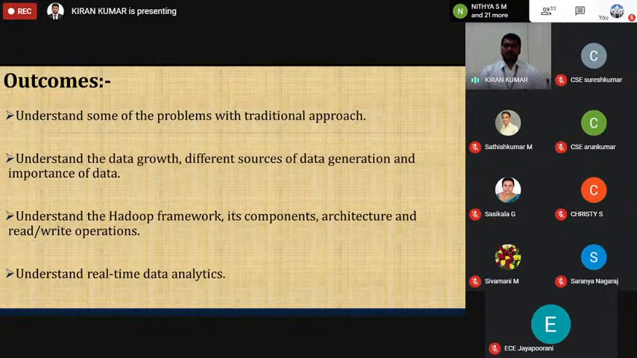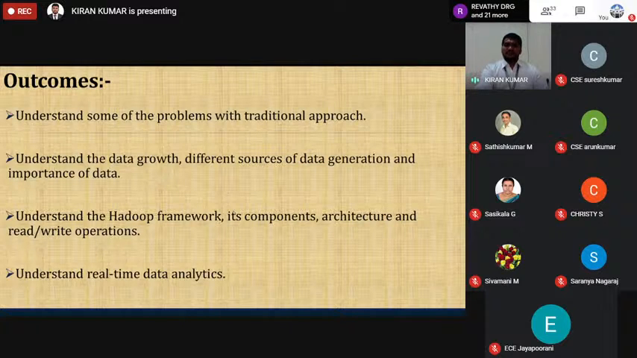So these are the four outcomes. Positively, all the participants and all respective professors will be getting them at the end of the morning session. So initially, to start with, let us try to understand what is big data.